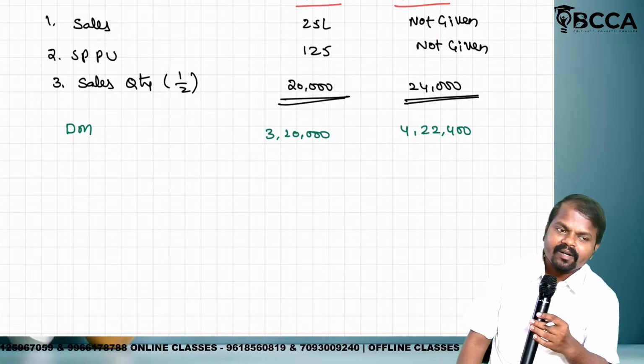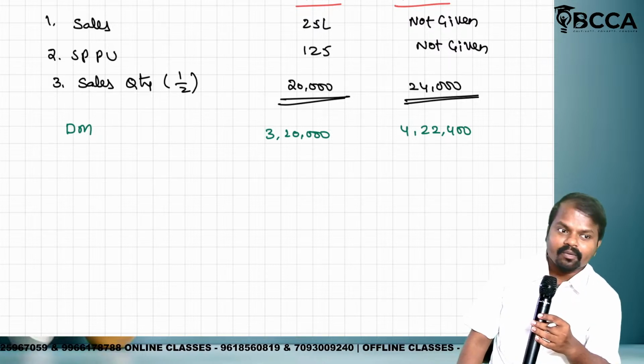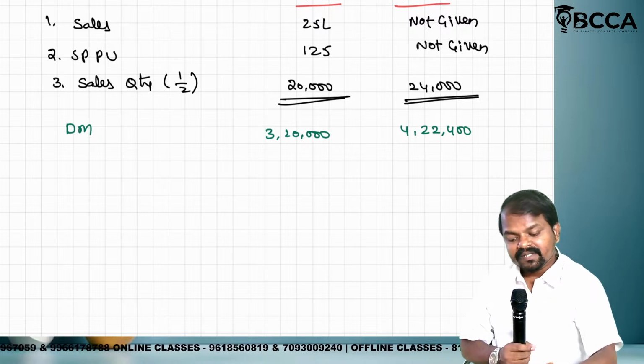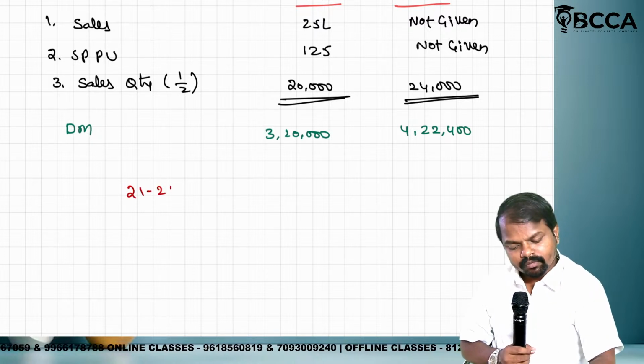420 to 400 we got. But still doubt? How we got? Very simple. See sir, listen. 21-22, 22-23.